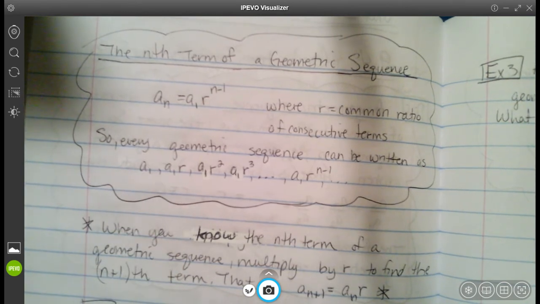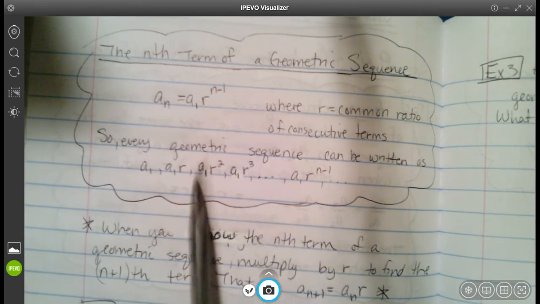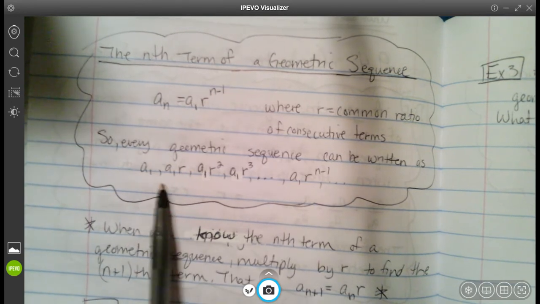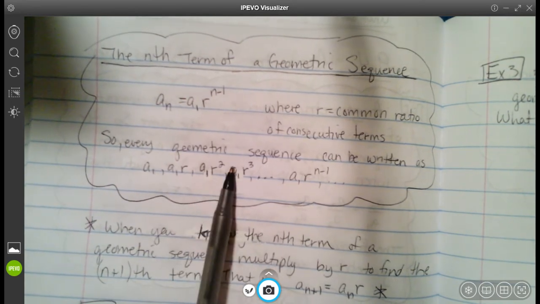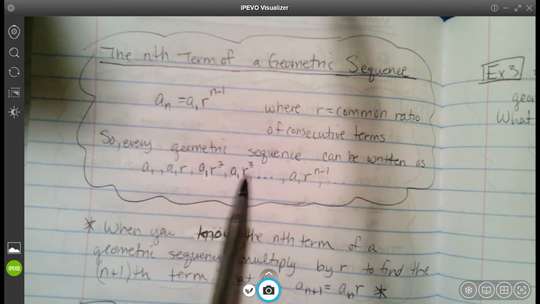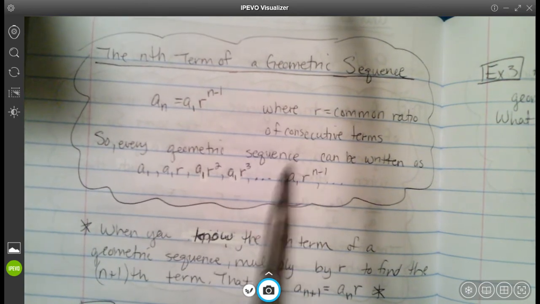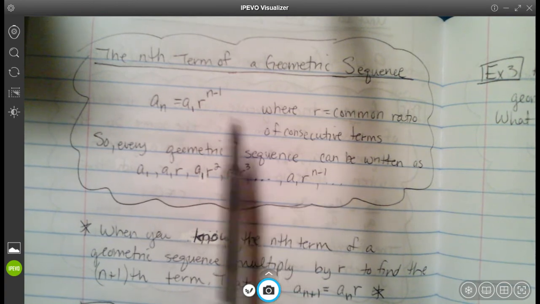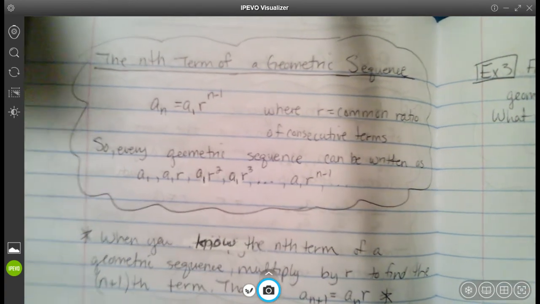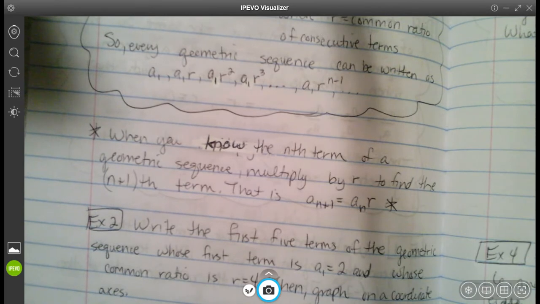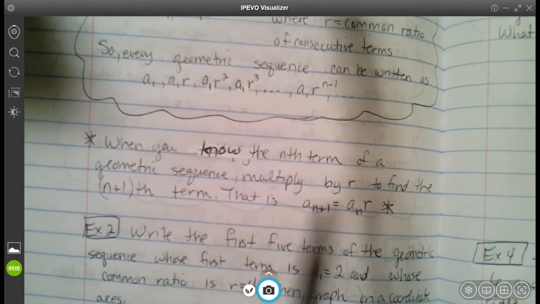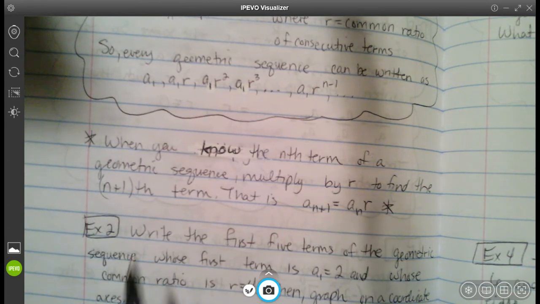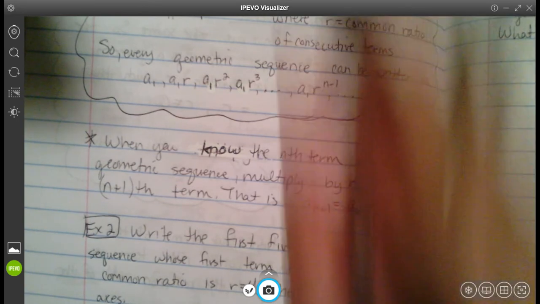So basically, every geometric sequence can be written using this. Our first term, and the first term times r, the first term times r squared, the first term times r cubed, and so forth, all the way till we get to r to the n minus 1, which is where this is coming from. Okay, so one little note here, then we'll go into the example. It says, when you know the nth term of a geometric sequence, multiply by r to find the n plus 1th term. That is the following right here. Okay, so here we go.